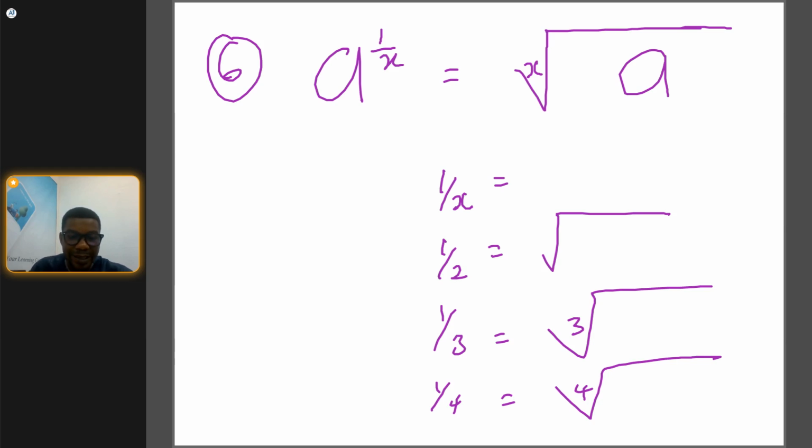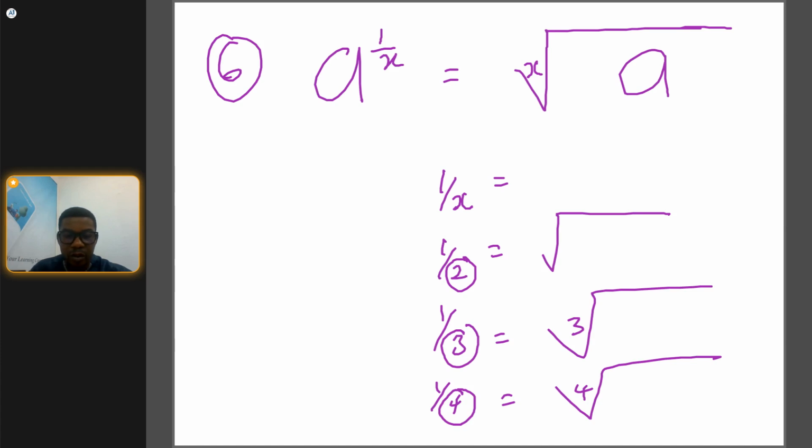So this is 1 over x. It represents the x roots, and that is why we have x here. And x can be any value. It can be any number. For this case, x is what? 2. For this case, x is what? 3. And for this case, x is what? 4. So we have a raised to power 1 over x is given as the x square root of what? A. A is the base. A is what? The base.